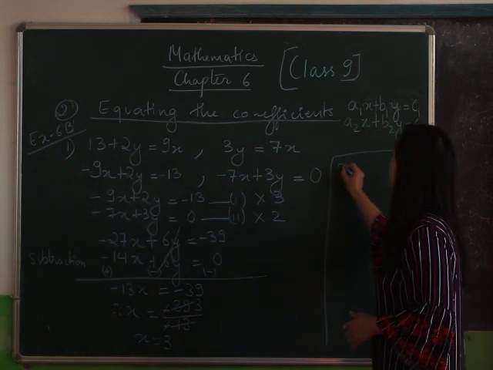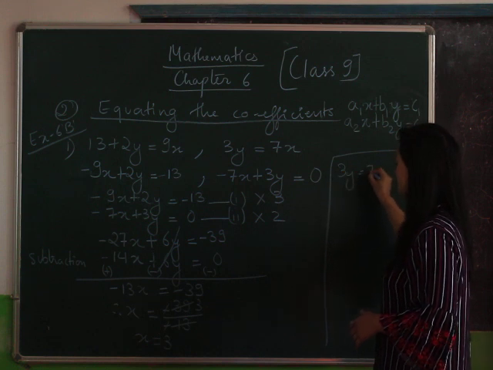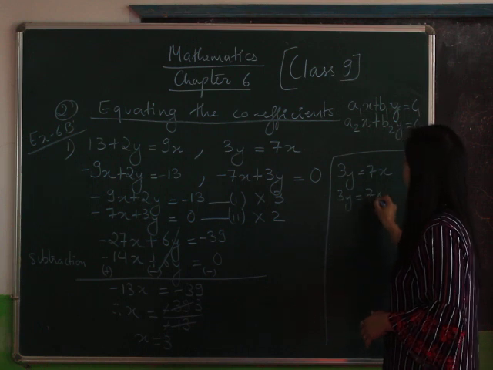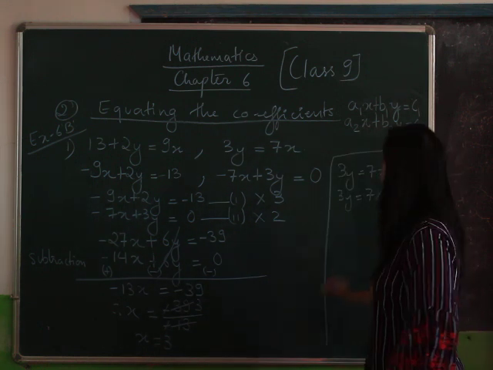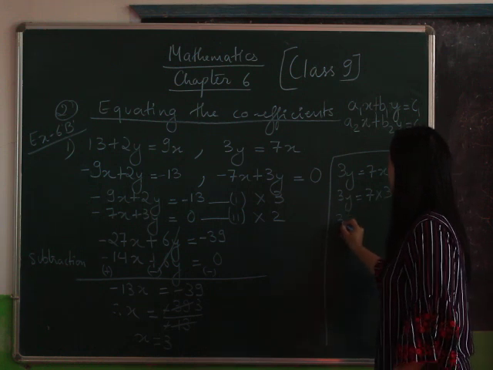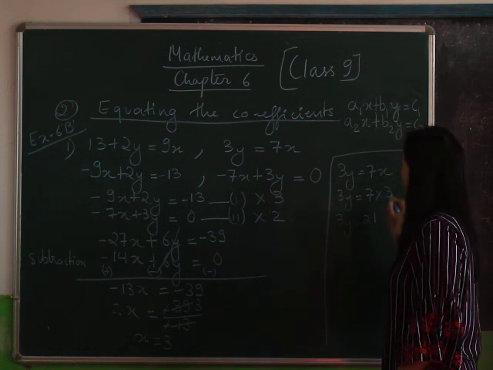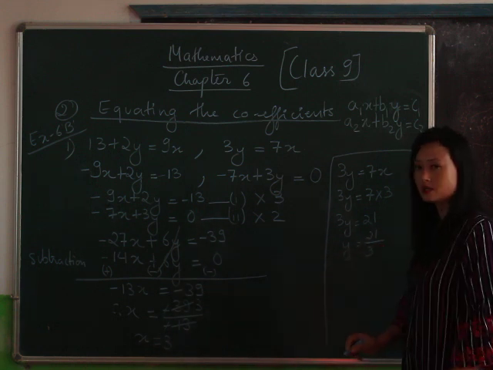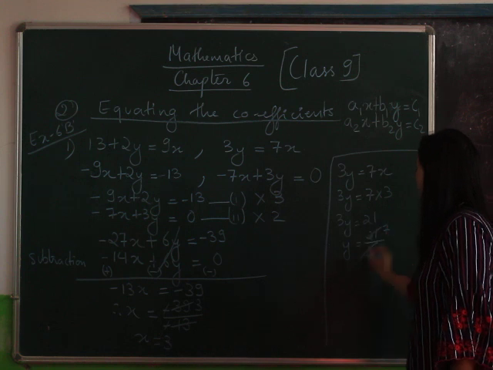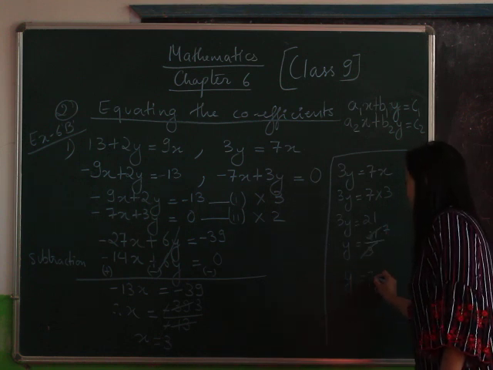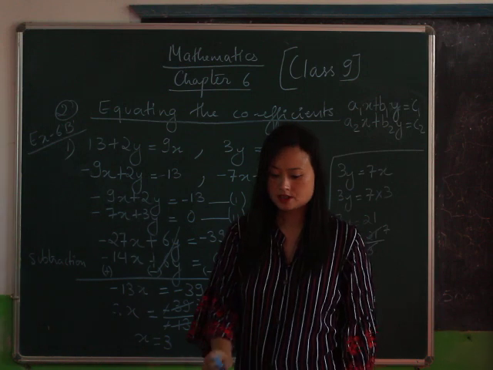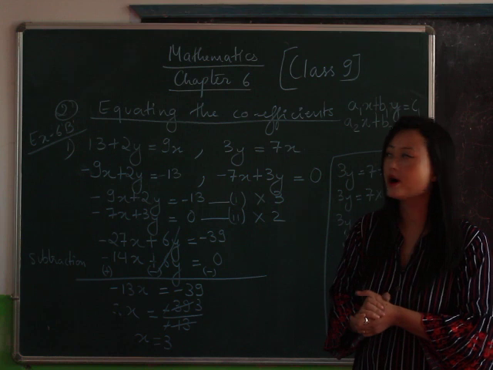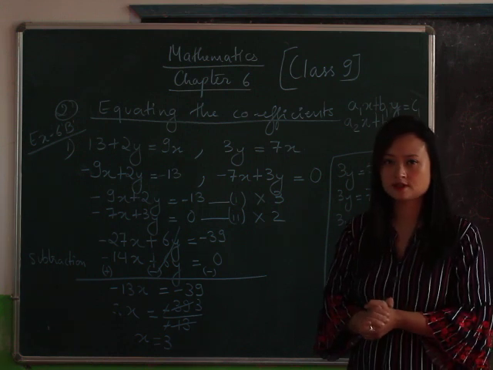So what I'm doing here is putting the value of x in the second equation. So 3y is equal to 7, and instead of x, what do I write? 3. So 3y is equal to 21. So y is equal to 21 divided by 3. 3 how many times? So what is the value of y? y is 7 and the value of x is 3. This is how we solve for the values of x and y by equating the coefficients.